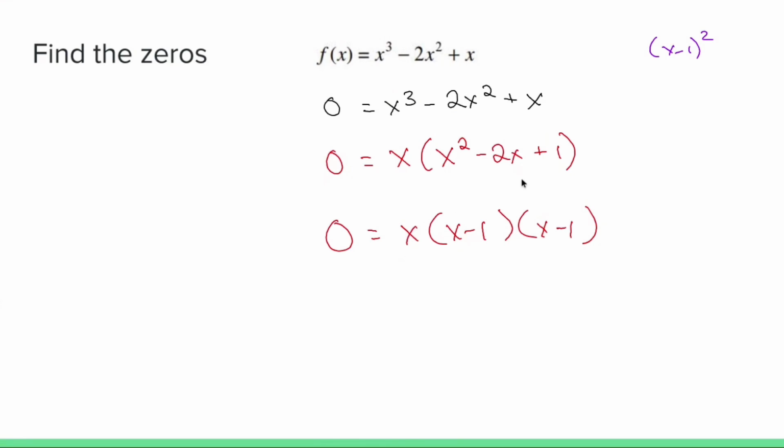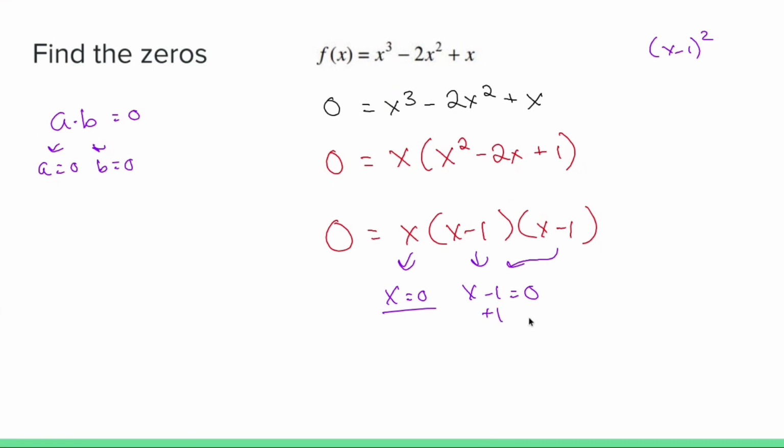Now that I have something times something times something equals 0, that's zero product property thoughts. And zero product property says if you multiply several things together and it equals 0, you set each object equal to 0. I have 3 things. So x is going to equal 0, x minus 1 is going to equal 0, and again, x minus 1 is going to equal 0. So you're already done. All I have to do is just add 1 to both sides, and most of you could have done this in your head and didn't have to do any work. Now we get x equals 0 and x equals 1.